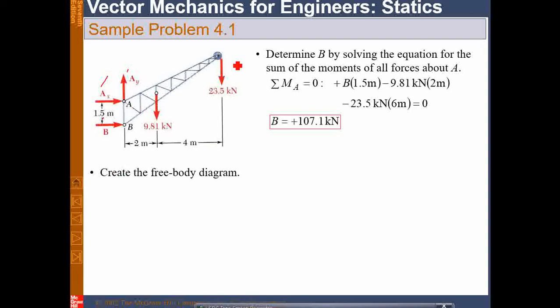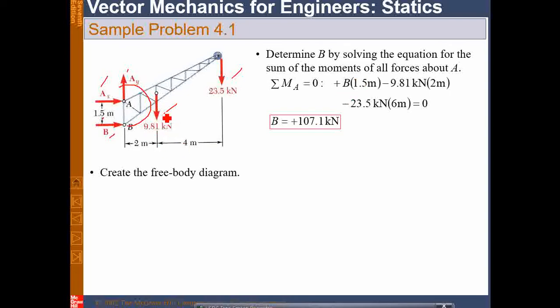Which are the forces that will produce the moment? B. This is one force, this is one force, this is one force. These two are at location A also, so R is 0 for them, they will be 0. So B times this distance 1.5. Remember that this B is trying to rotate this body in an anti-clockwise direction around A. So this is positive.